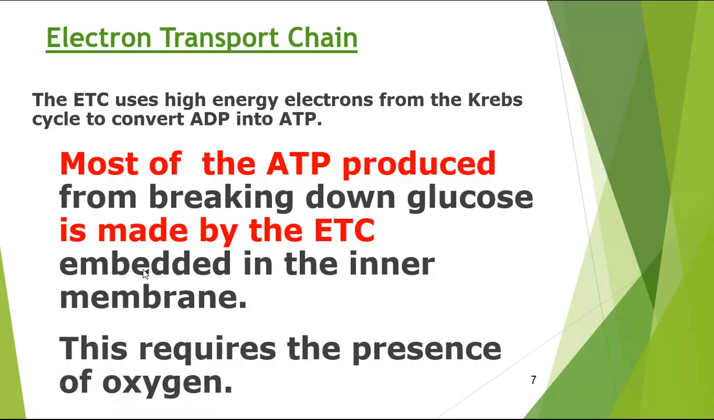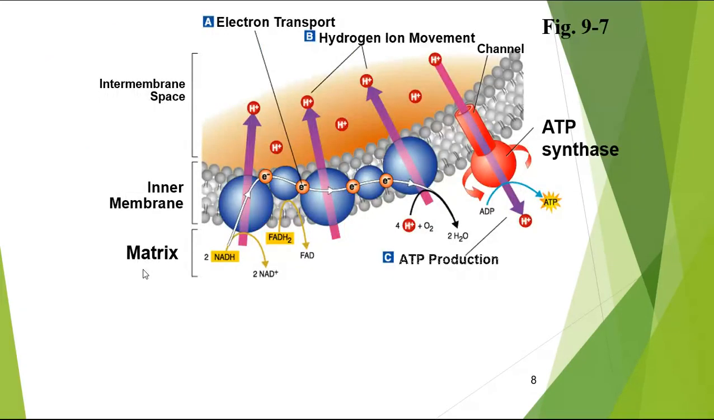And in case you forgot, this definitely requires the presence of oxygen. We're going to see why that oxygen is so important. It hasn't had a purpose yet, but it will in the electron transport chain. So, to begin, we have that NADH and that FADH2, these are our electron carriers. They're bringing in their highly charged states.